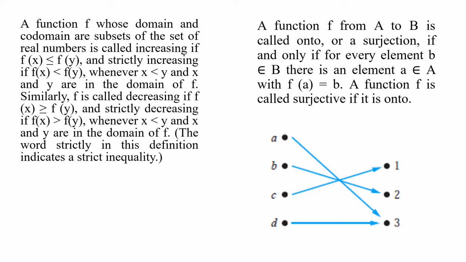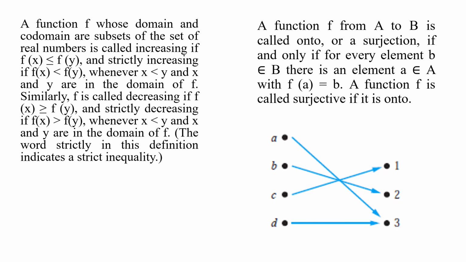So a function f from A to B is called onto or a surjection if and only if for every element b in the set B, there is an element a of set A with f of a equal to b. So a function f is called surjective if it is onto. Okay, so you have there an example of an onto function or onto relationship.